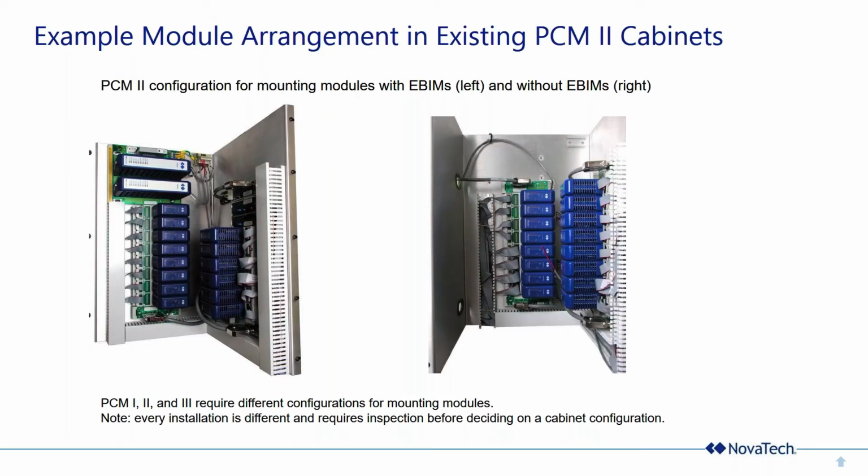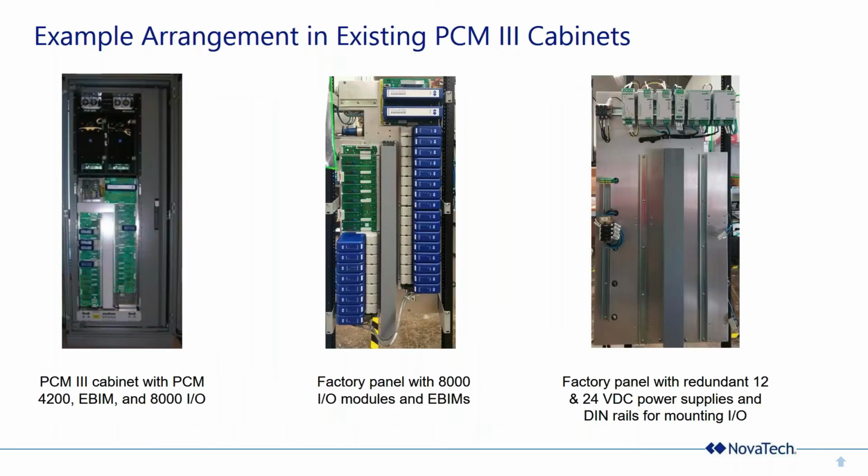PCM2, slightly different design, different physical design of the cabinet, requiring a different physical design for the panels that contain the 8000 IO and the E-BIMs. So here's a picture on the left that has E-BIMs and 8000 IO, and a picture on the right that just has 8000 IO. And you can see where you just pull out the existing stuff and bolt it into your 19-inch rack mounting in your PCM2 cabinets.